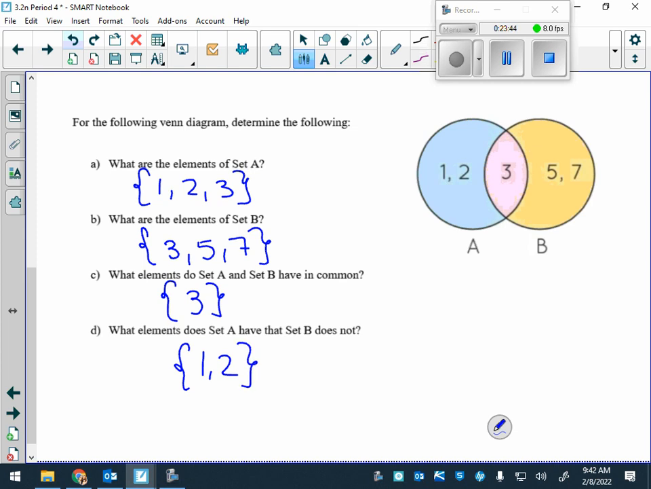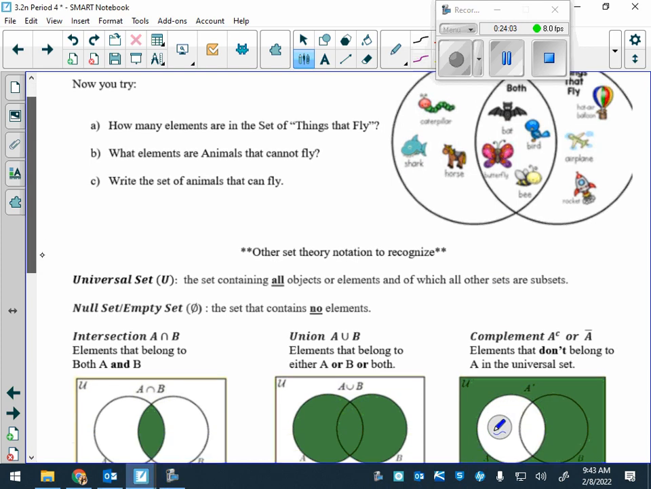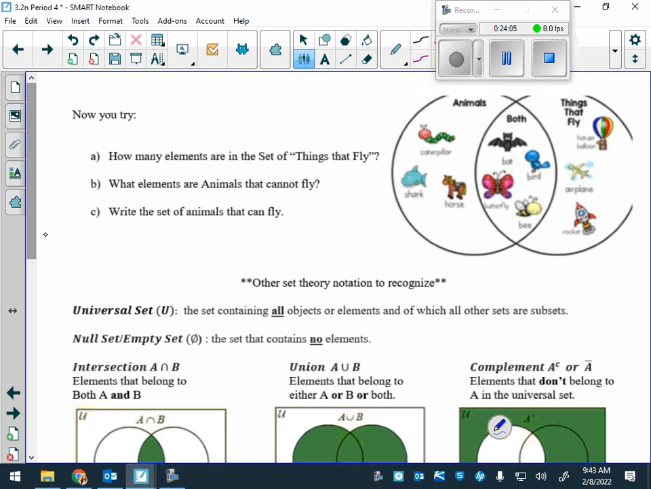Okay, all right. So the next example, you guys are going to try. We have 2 different sets. We have animals, things that fly, and then both. Okay? Here are the questions I want you to answer. Take about a minute. Okay. How many elements are in the set of things that fly? Jaden. Yep. 7 elements. It's this whole circle.